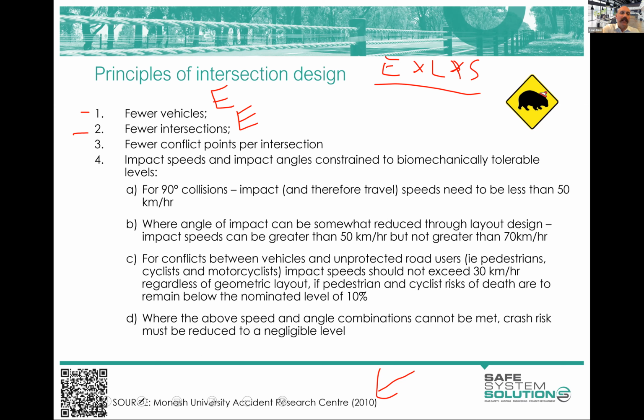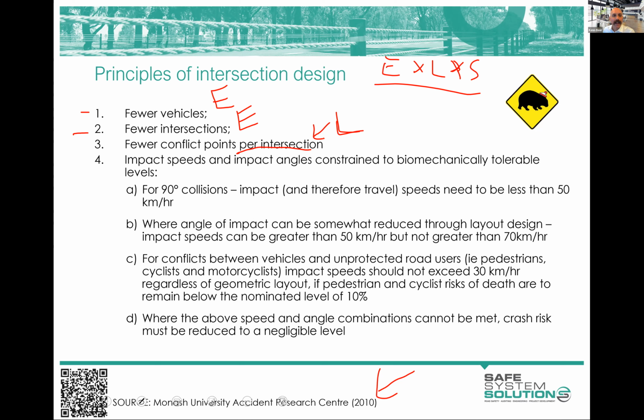Then if you go to less conflict points per intersection, that becomes a likelihood factor, okay? There's just less points within that intersection envelope that conflict could occur. Now, some of you may not be familiar with the term conflict point, some of you are very, very familiar with it, which is good. I will show you a conflict point diagram later on, but it's basically points where vehicles can crash or vehicles and other road users can crash.